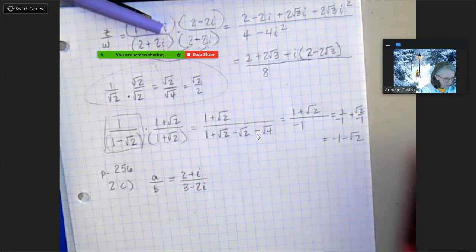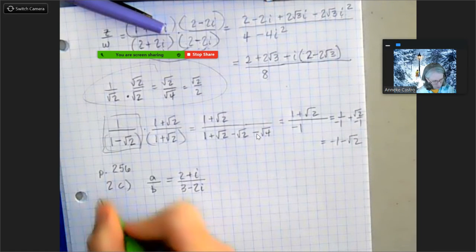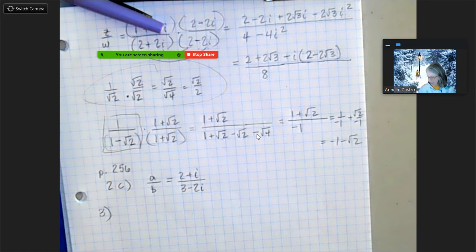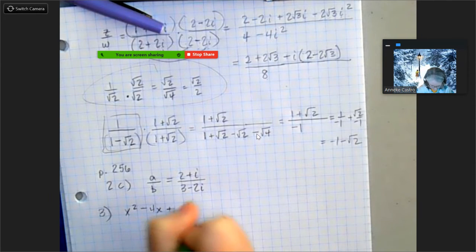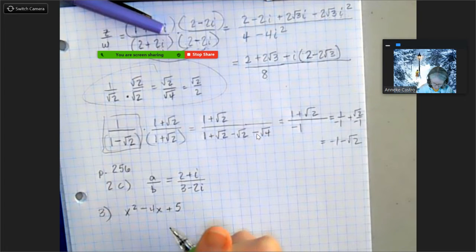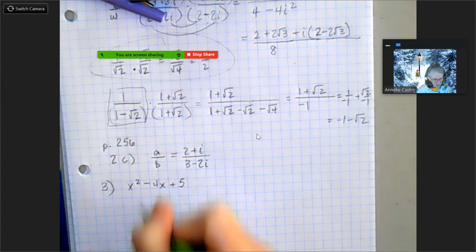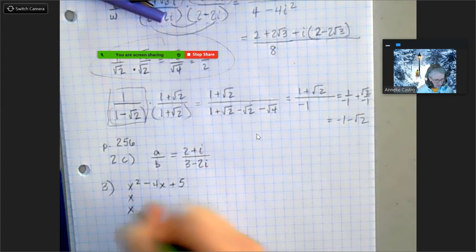Alrighty. Okay, so moving on to problem 3. Problem 3 has to do with a quadratic, and the question says write x squared minus 4x plus 5 as the product of 2 linear factors. So basically they want us to factorize this. So if we were to factorize this, well, x squared is x times x.